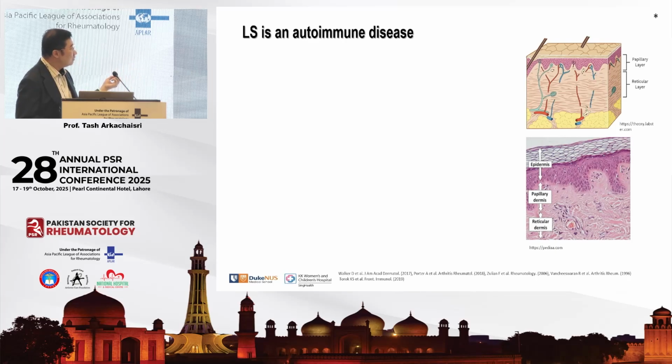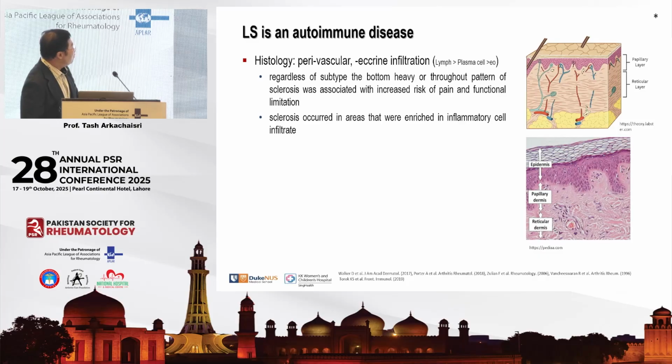Anytime when you have the disease go to the reticular dermis, the patient usually have some disability, some contracture, some pain even. Okay. Then, when we biopsy, we start from perivascular infiltrate, also all these eccrine gland infiltration, lymphocyte more than plasma cell. Sometimes we see eosinophil. Regardless of the subtype, the bottom, meaning the reticular layer heavily or everywhere involved, is associated with increased risk of pain and functional limitation, as I mentioned.